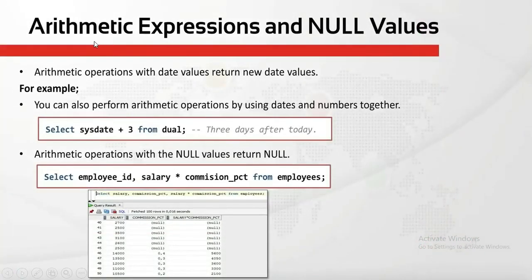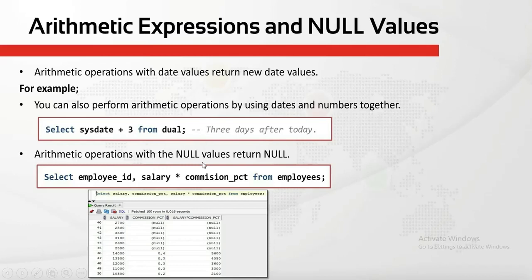Next, coming to arithmetic expressions and null values. Arithmetic operations with date values return new date values. Okay, with date values, if you use arithmetic operations, it will return new date values. You can also perform arithmetic operations by using dates and numbers together. For example, select sysdate plus 3 from dual, 3 days after today. Sysdate will give you today's date, plus you add 3, and it will return today's date with 3 days added.